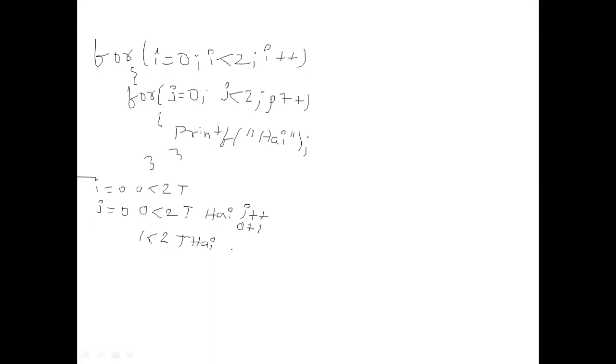Then it is going to increment the j value. So it is 1 plus 1. So our j value is now 2. 2 is less than 2, condition is false. So the inner for loop stops executing. Now it would increment the i value as i plus plus.